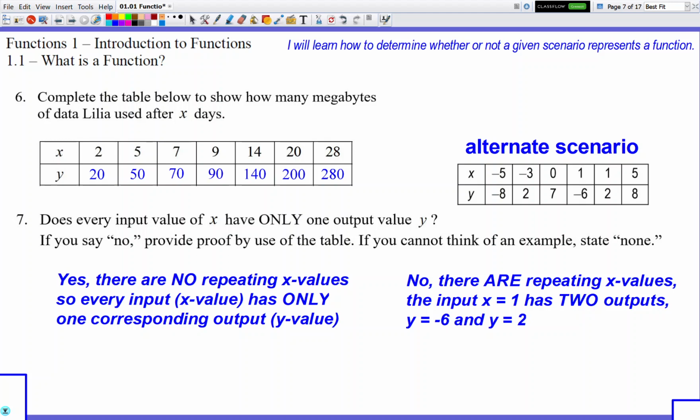I know this alternate scenario is not in your packet, so you might want to copy this down on the side so that you can see a scenario where no is the answer to this question. The one on the left side is going to be a table of values that have yes as the answer to that question. Okay, all right, let's move on.